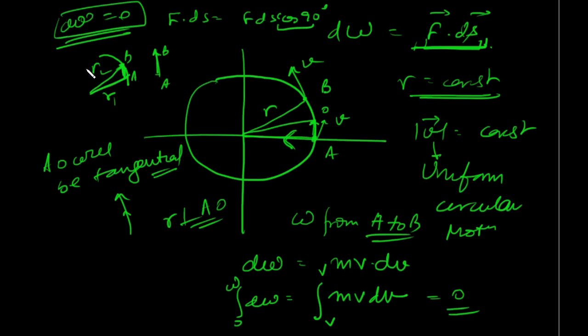Since dW is 0, we can say that work done at A equals work done at B. Whatever you want to call it, the work done in a circle is always 0. Okay. Now we head back to the same question. We had an inclined plane of angle theta.